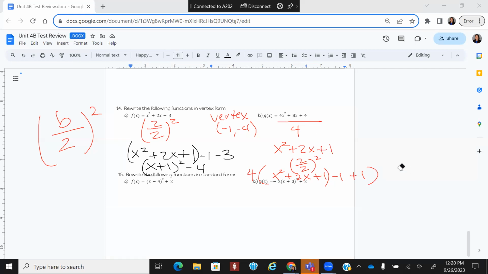Why do we keep the 2x? Sorry, I put too many parentheses. Because we're factoring this mess down at the bottom. So for instance, this I'm going to factor, and this is going to give me 4 times x plus 1 squared. When I take -1 plus 1, that's going to give me 0.